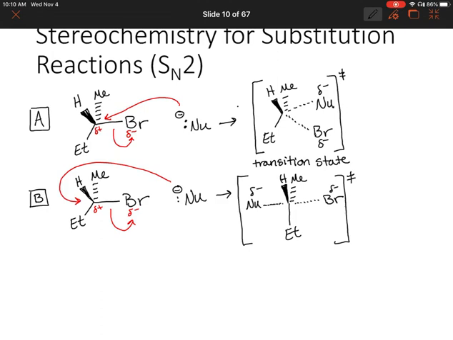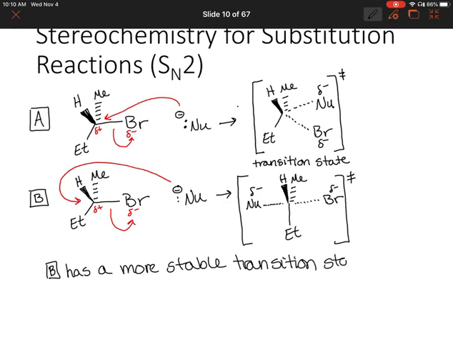So example B has a more stable transition state. And remember, that is coming from VSEPR theory. So electron groups want to be as far apart as possible. Now, let's draw the types of products we would get from each reaction. So in reaction A, the nucleophile is attacking from the front.